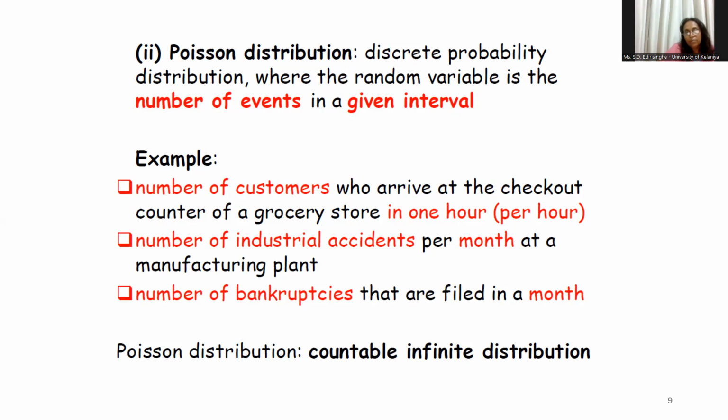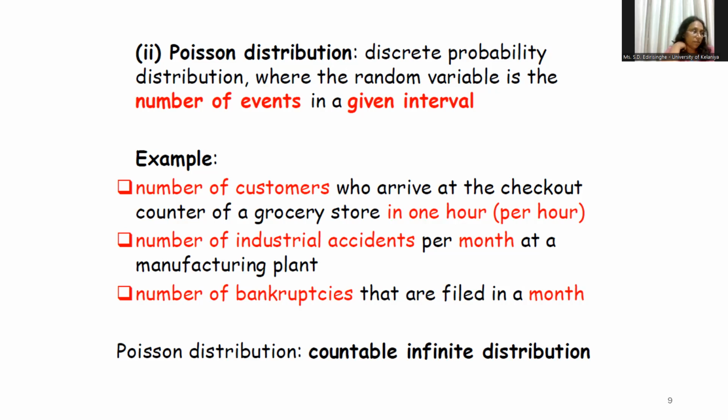Poisson distribution is a discrete probability distribution, where the random variable is the number of events in a given interval. There are several examples I can show you. Number of customers who arrive at a checkout counter of a grocery store per hour, number of industrial accidents per month at a manufacturing plant, and number of bankruptcies that are filed in a month.